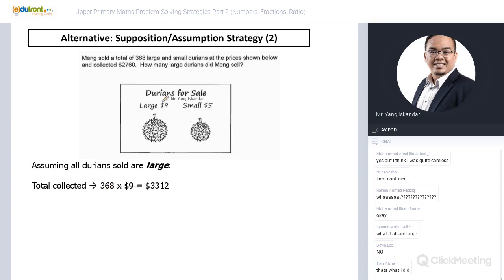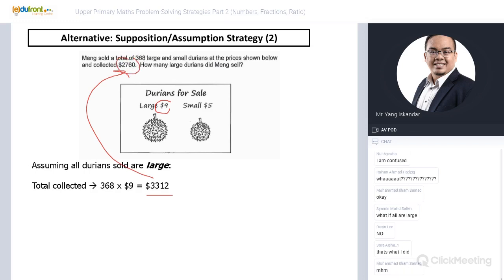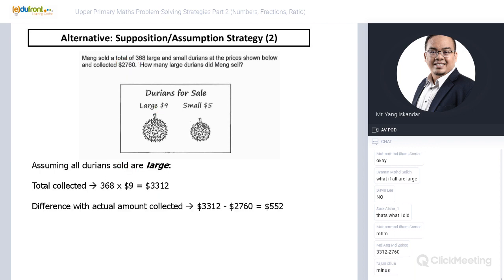If I assume all the durians are large, so 368 multiplied by $9, I get 3312. So you can see that 3312, I've overshot already, right? I've overshot the actual amount collected, which is 2760. Then what you need to do? Very good, Arik. We minus 3312 minus 2760.